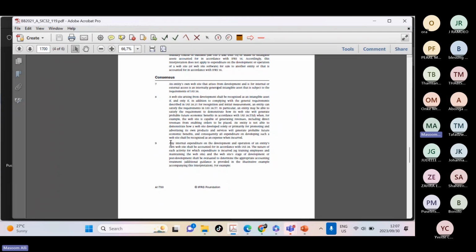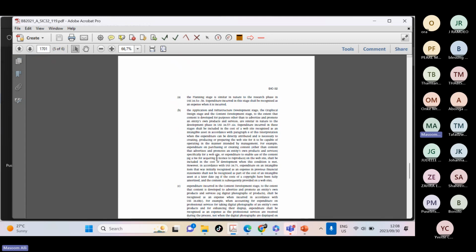And then you will state this. This is very important to write down. Any internal expenditure on the development and operation of an entity's own website shall be accounted for in accordance with IAS 38. Very, very, very important to write that down. You don't have to write the rest of it down, that's fine, because that's more guidance. But the principle is in the first sentence. And now we're going to get more into the application part of it.